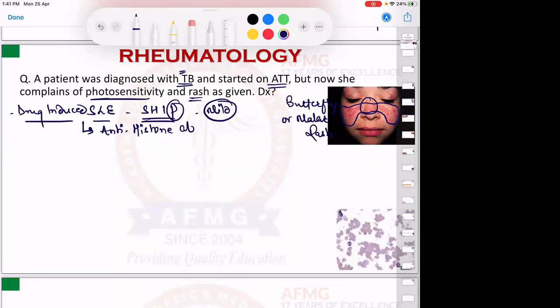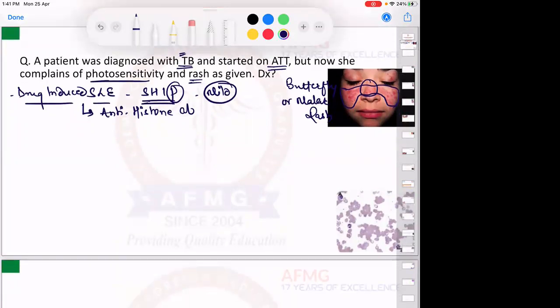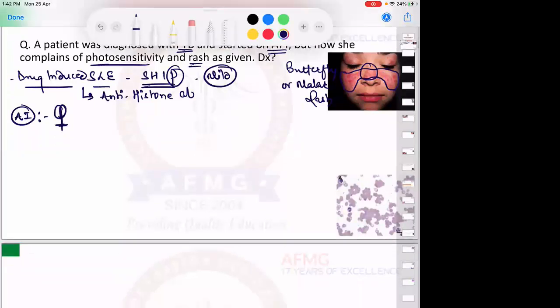Now, important SLE, systemic lupus erythematosus, guys, is an autoimmune condition, as all of us know, right? And autoimmune conditions usually are more common in which sex? They are more common in females. Rather, in SLE, the female to male ratio is almost 9:1. So 9 females are affected in comparison to 1 male, right? So please remember, SLE is mainly a female predominant disease. Yaad rakhna ye.